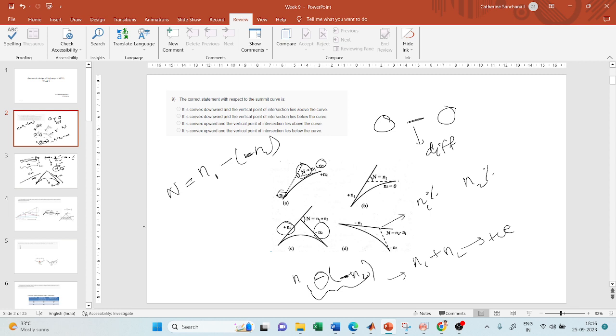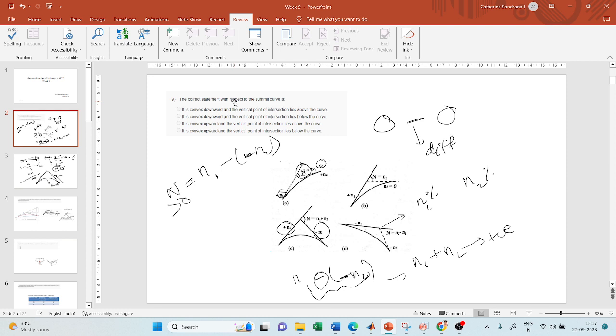So if it is positive, if it is greater than 0, then it is a summit curve. If it is less than 0, then it is a valley curve. So this is the basic definition that you should know. Now, coming to this problem again, the correct statement with respect to the summit curve is what? So they're asking you to pick the correct statement. It is concave upward, it is concave downward, and the vertical point of intersection lies above the curve.